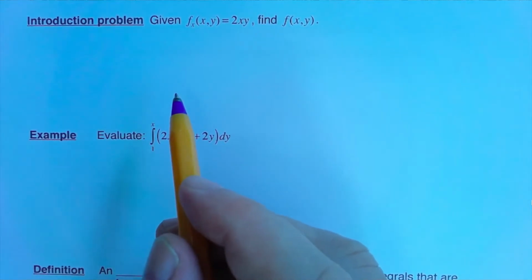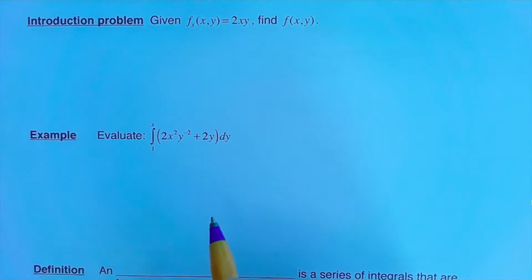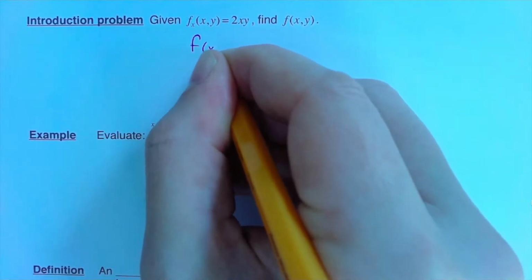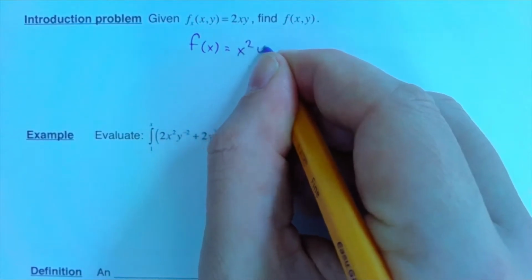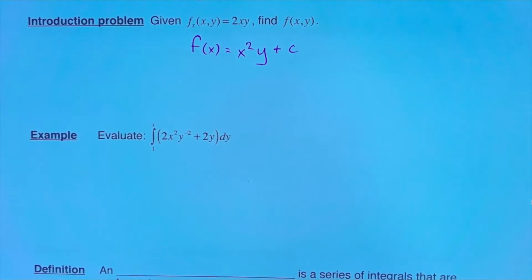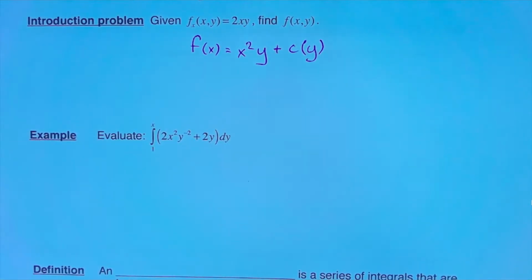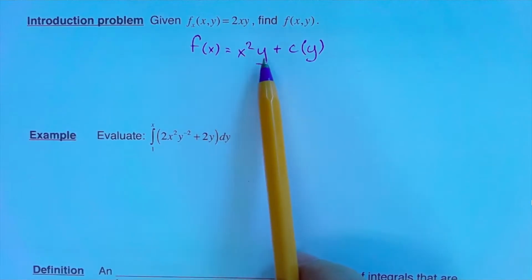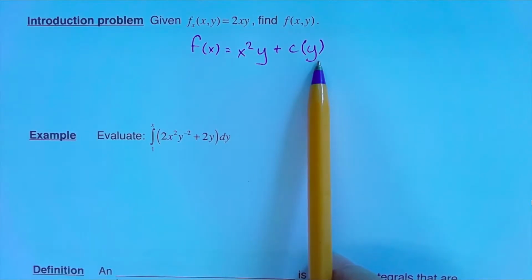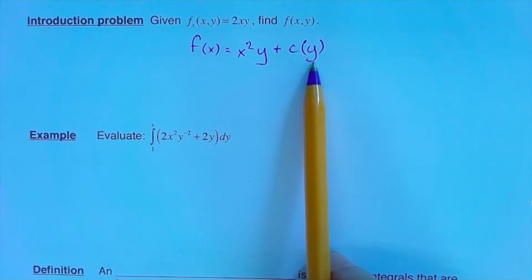So if f sub x of x y is 2xy, then when we integrate, we would quite naturally find that this is x squared times y, but then instead of just having a plus c, c being a number, it could be any function of y. Because let's say we had x squared y plus sine y, then the first partial derivative in terms of x, differentiating in terms of x, would make this entire term disappear.